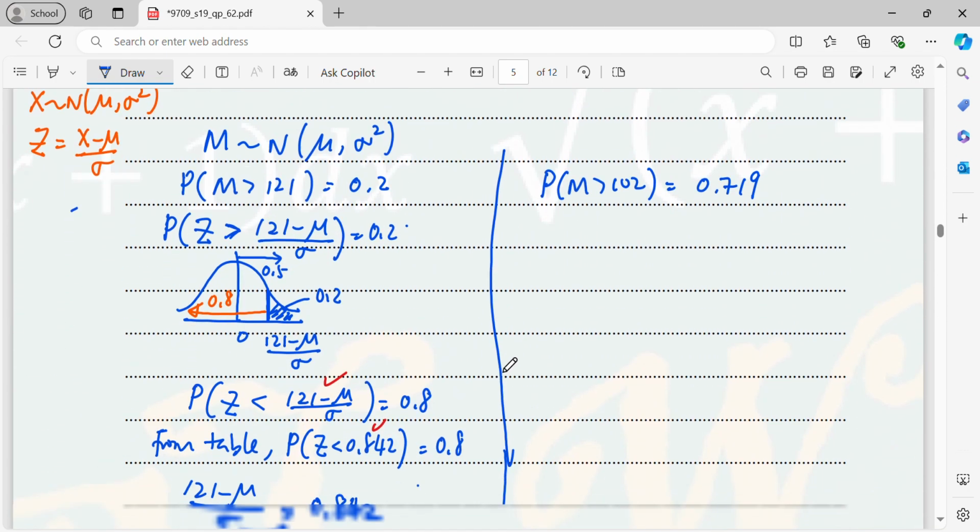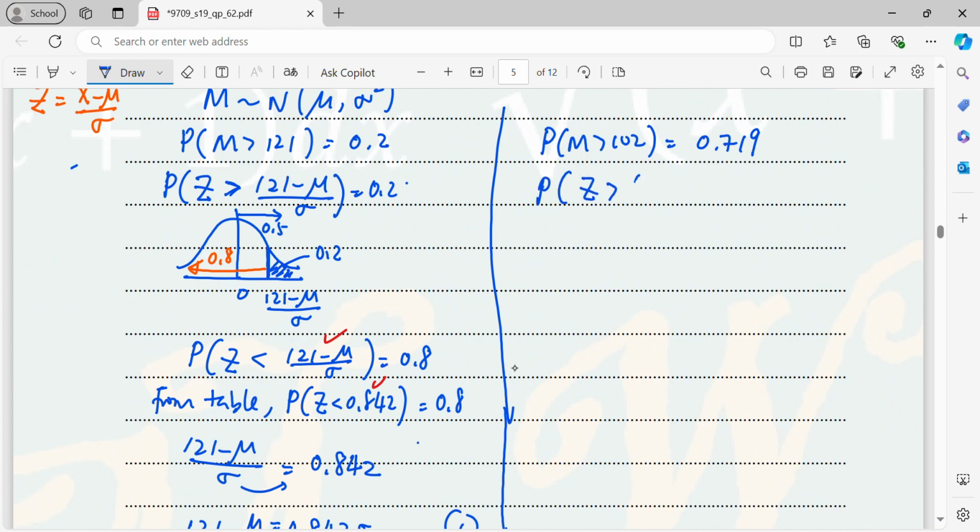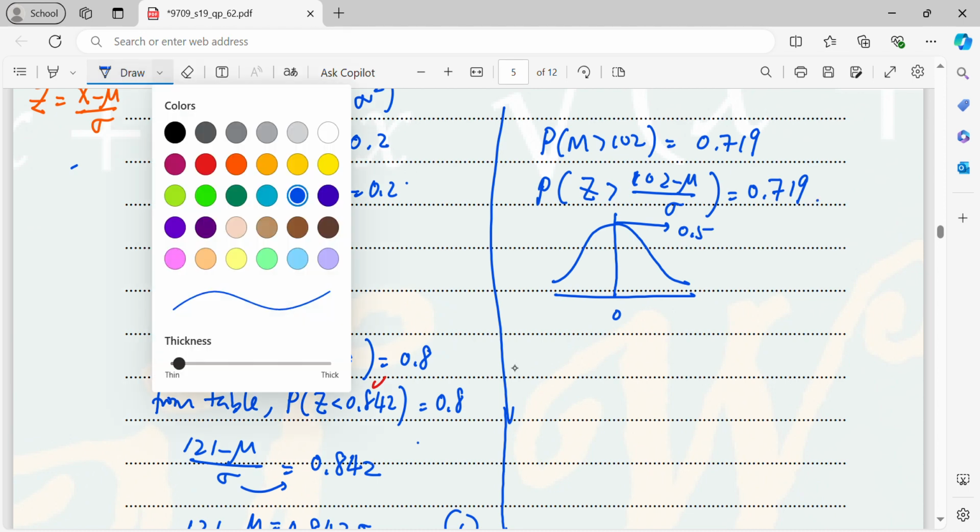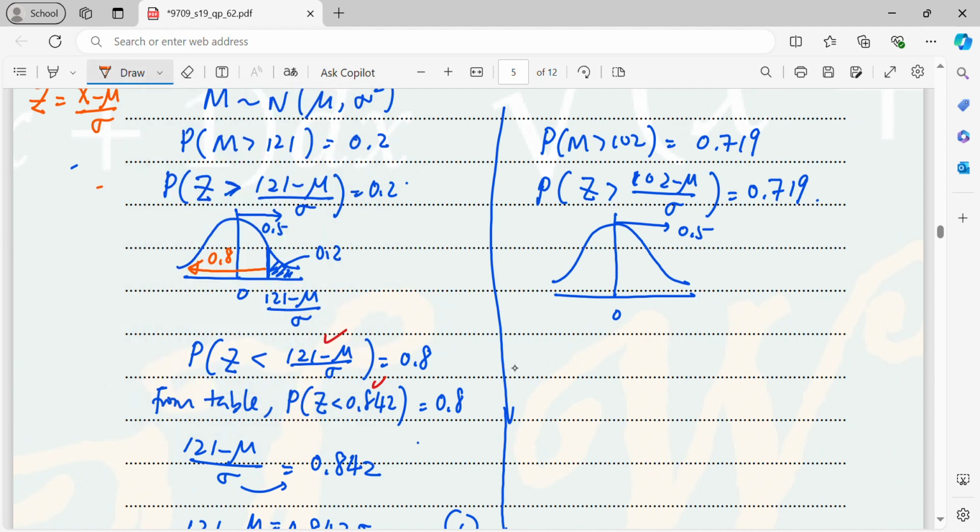Okay, so then from here again I standardize it. So it means P(Z > (102 minus mu) over sigma) is 0.719. And again, sketch a graph to see the position of this line. Here is 0. And again, more than 0, P(Z > 0) is 0.5. Now obviously 0.719 is greater than 0.5, and somewhat this is more than, so obviously the line is on the left side. Okay, and then here is going to be 0.719. So I will label this as (102 minus mu) over sigma. But then obviously from here the critical line is negative, therefore I have to reflect because the negative line is not available in the table.